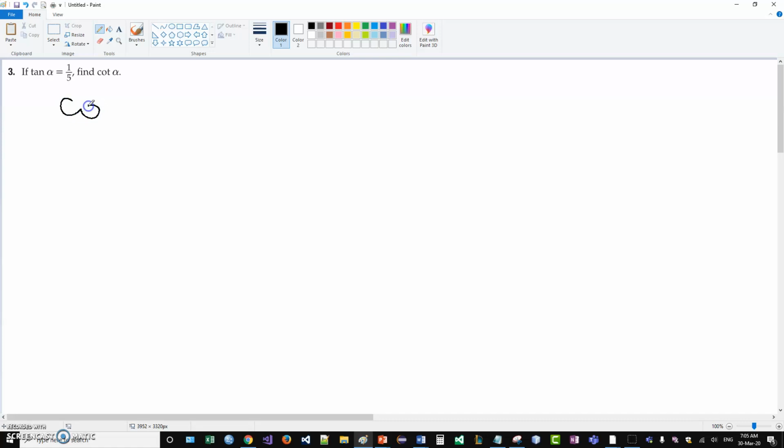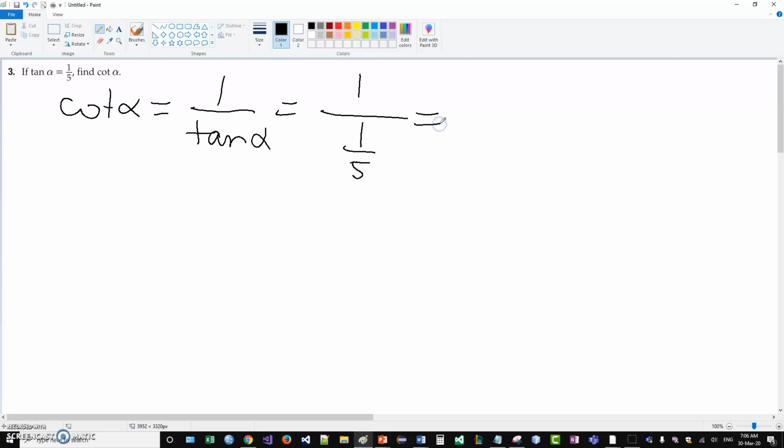We know that cotangent alpha equals 1 over tangent alpha. That means 1 over 1 over 5, which is 5. So this one was pretty easy and straightforward. Please pause the video at any time to go over what we did and try to do that yourself. Alright?